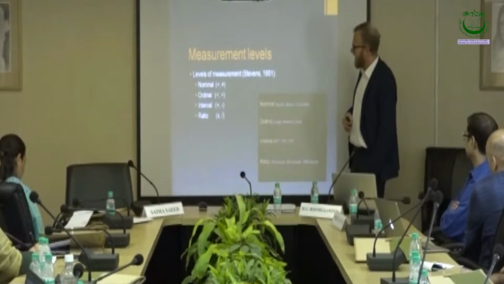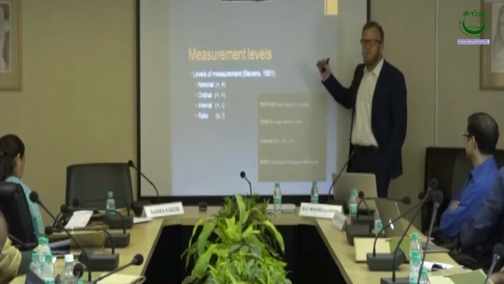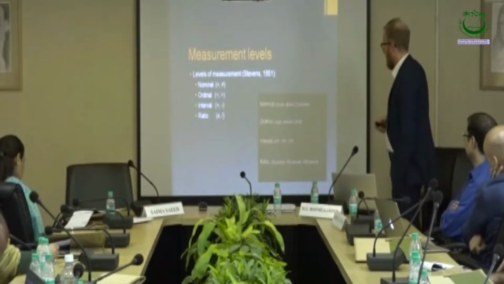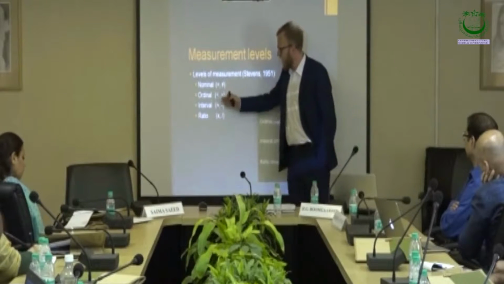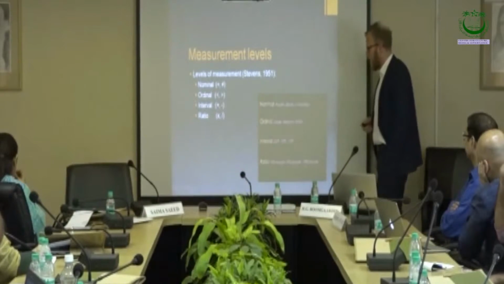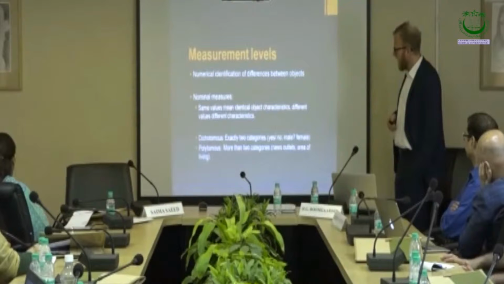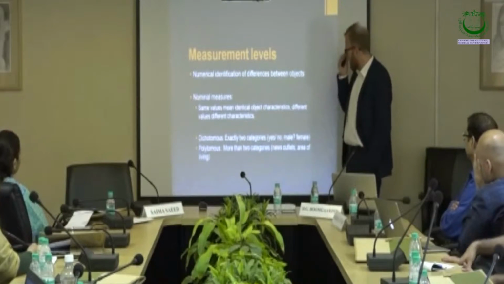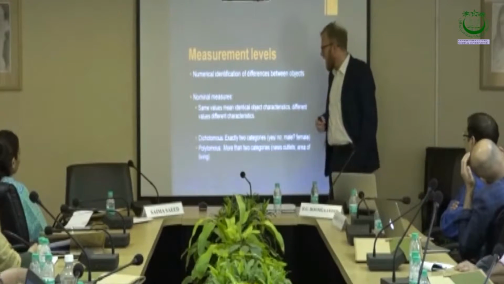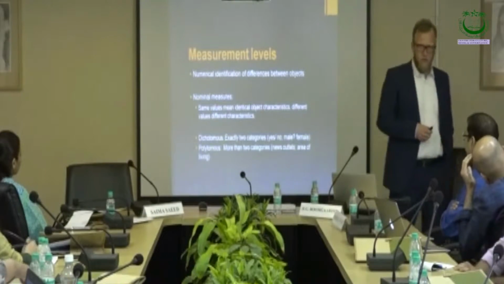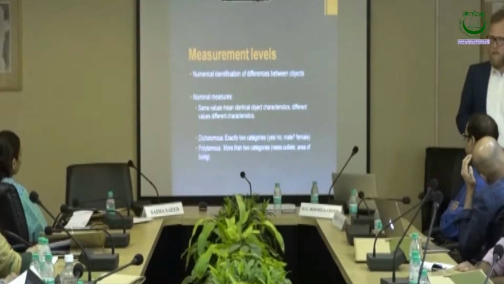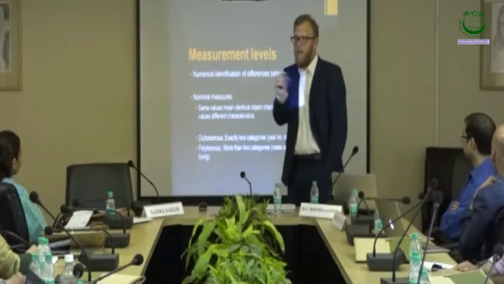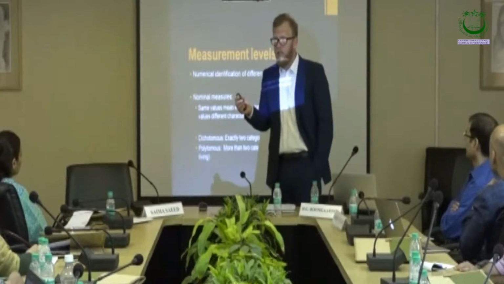So there are different levels at which we could measure data, at which we could produce data. Nominal, ordinal, interval, and ratio are the common ones. Very briefly, measurement is about numerical annotation of differences between objects. Nominal measures are measures where, let's put it very simply, the order in which you assign those numbers doesn't matter, essentially.